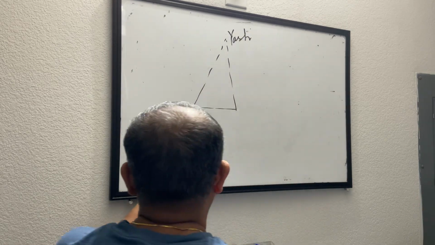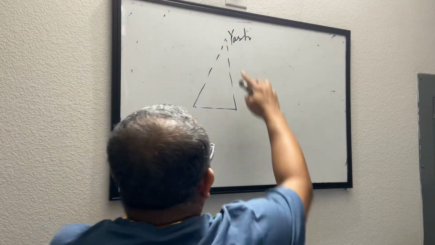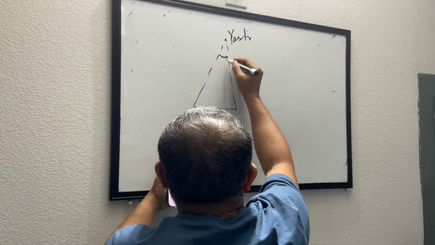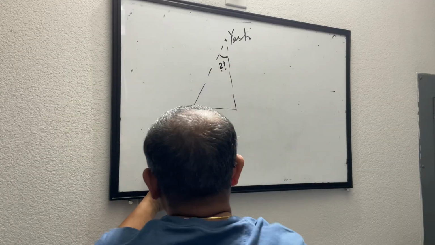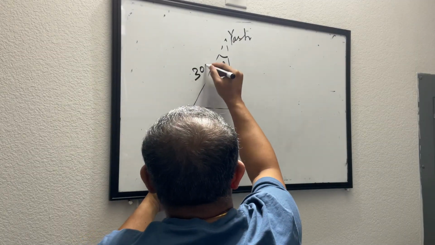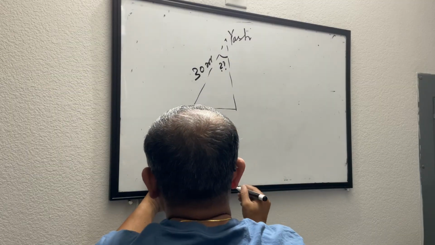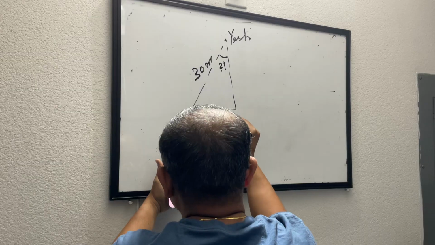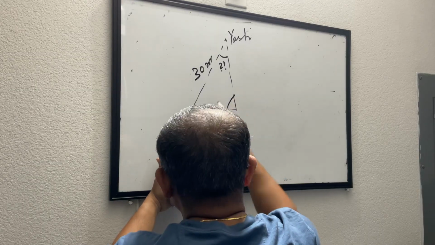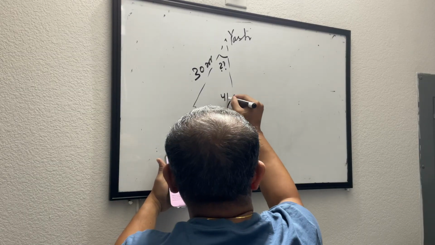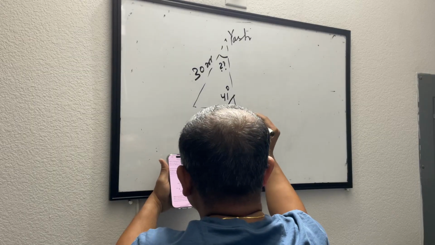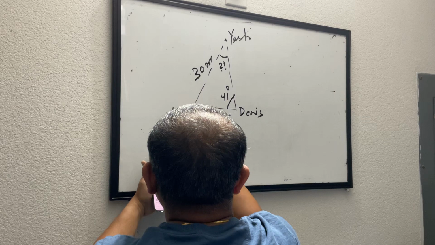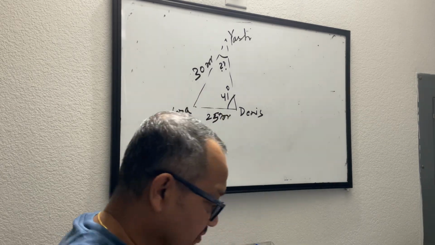We have a question here. It says this point is given as Yash. I don't know what Yash means. This angle is not known, a question mark. This side is given as 30 meters. This side is given as 25 meters. This angle is given as 41 degrees. And this side says Dennis. And this side says Veera. Let me read the question for you guys, okay?